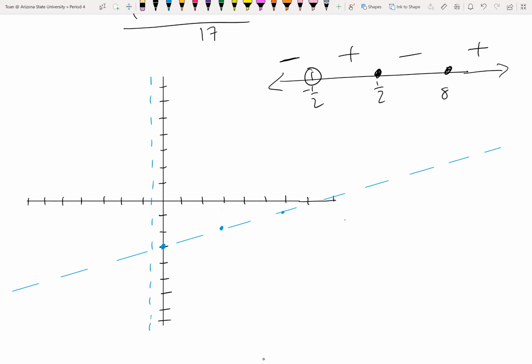Yeah, because the x-intercepts are both positive. So what they say? Just someone's going home.